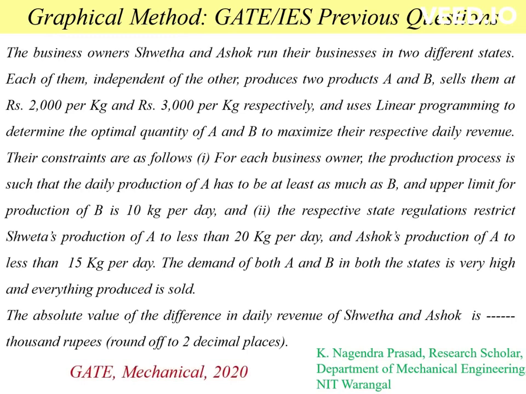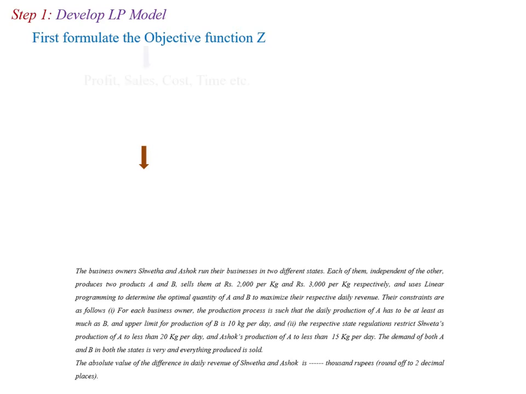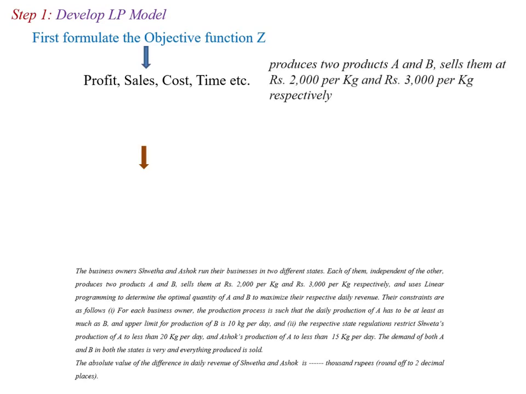So this question was given in GATE 2020. And let's see the solution. For this, first we have to develop the linear programming model. For this, we have to formulate the objective function. We know that the objective is maximum profit, maximum sales, minimum cost, minimum production time, etc. So, in the given data, we have to observe the sentences regarding these words. And here, I identified that one.